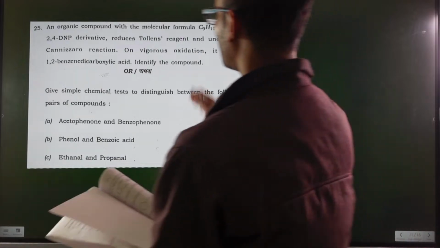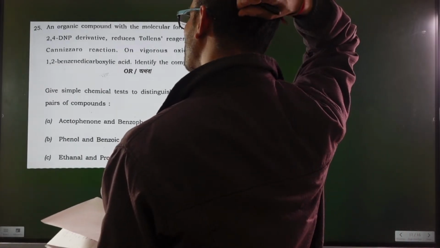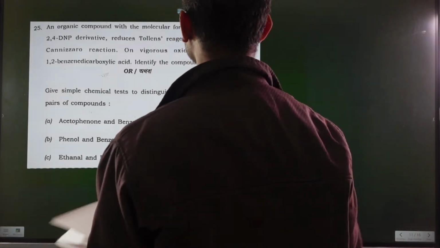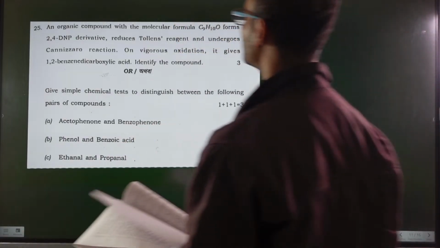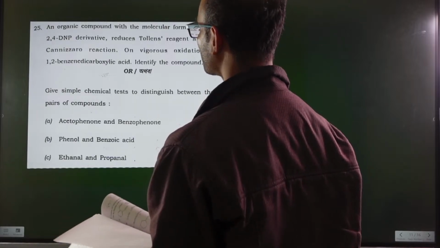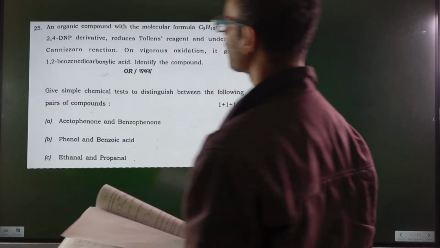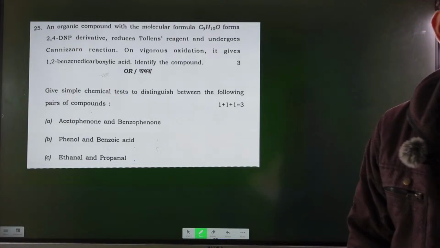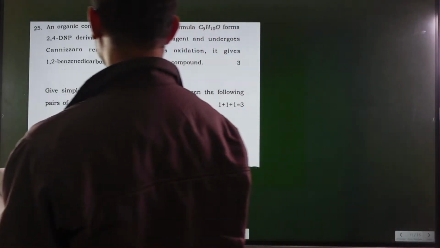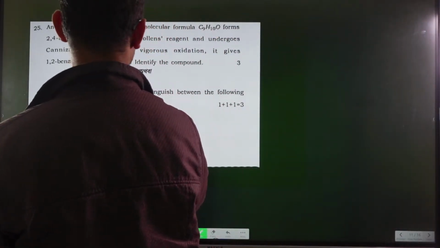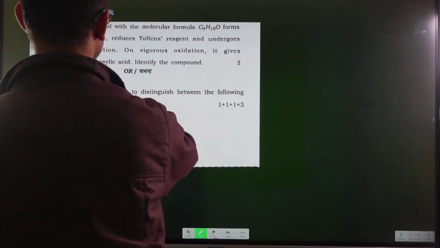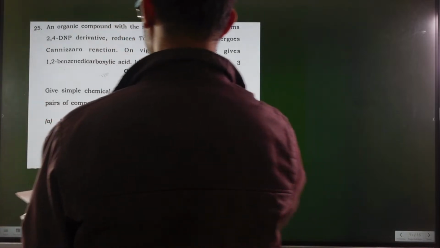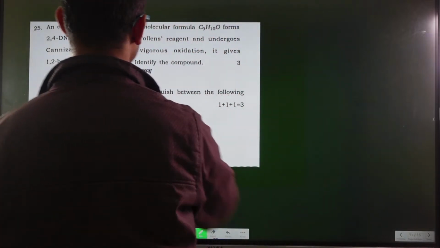So again, these are some reactions. You can see the organic compound with the molecular formula given reacts with 2,4-DNP, reduces Tollens' reagent and undergoes the Cannizzaro reaction. Okay, Cannizzaro reaction means this must not have alpha hydrogen. This does not have alpha hydrogen, right? So for this you can follow the Cannizzaro reaction part, and then carry out the following reaction. Acetophenone, benzophenone is like that.